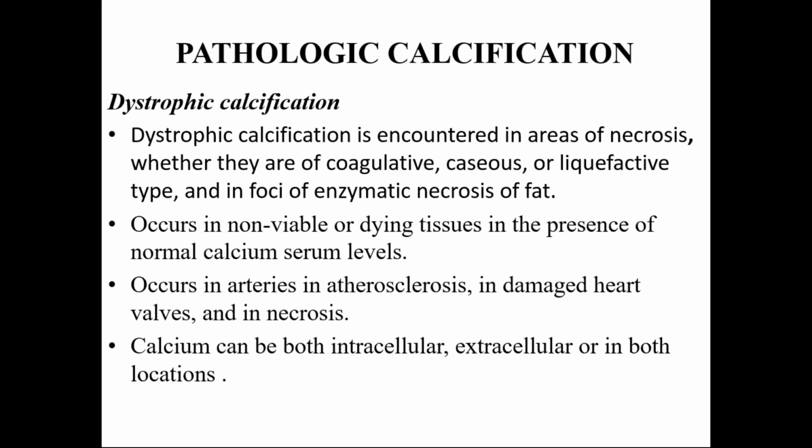Coming to dystrophic calcification, it is encountered in areas of necrosis, whether coagulative, caseous, or liquefactive type, and in the process of enzymatic necrosis of fat. In these cases, dystrophic calcification occurs. It occurs in non-viable or dying tissues in the presence of normal serum calcium levels. Remember, dystrophic means disease, death. It occurs in dead cells, mainly dead tissues, non-viable or dying tissues, in the presence of normal calcium levels. It occurs in arteries in atherosclerosis, in damaged heart valves, and in cirrhosis. Calcium can be extracellular.